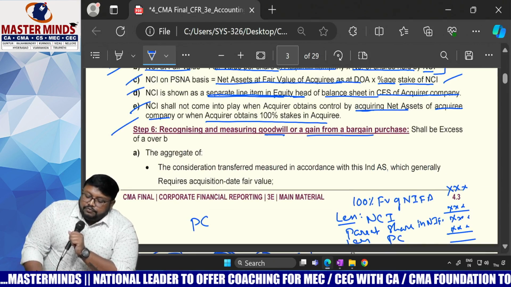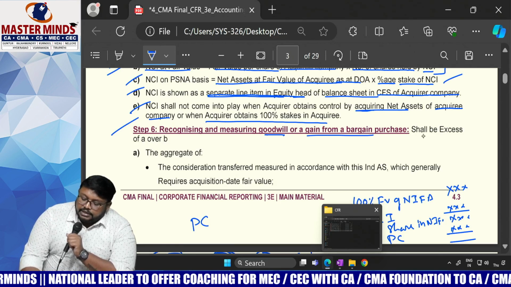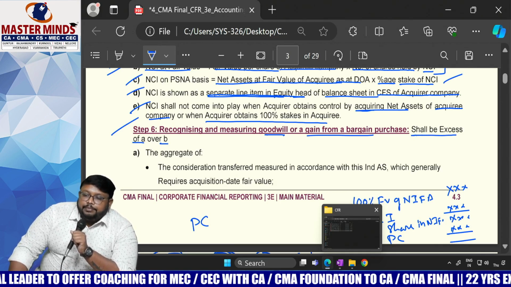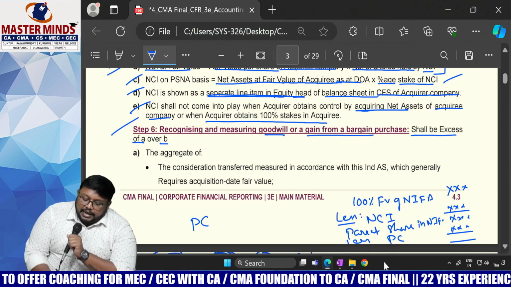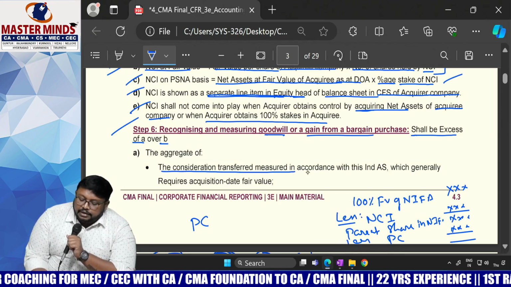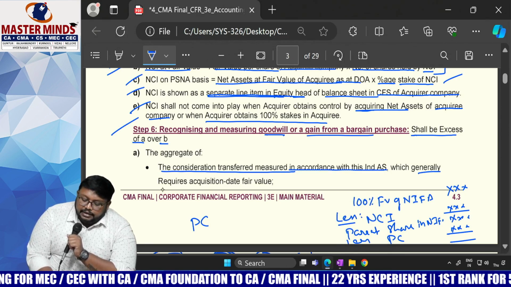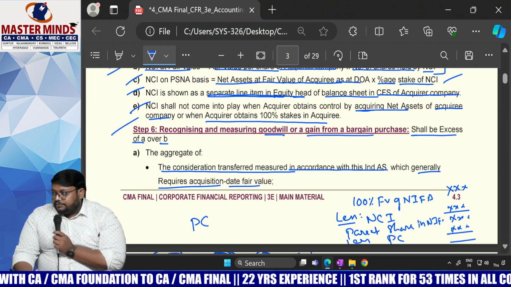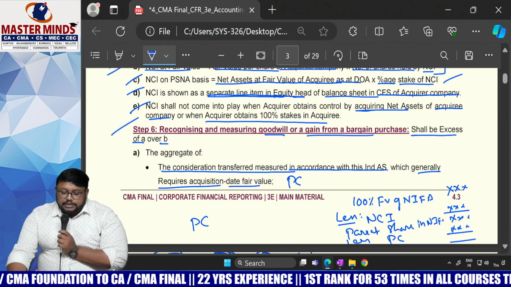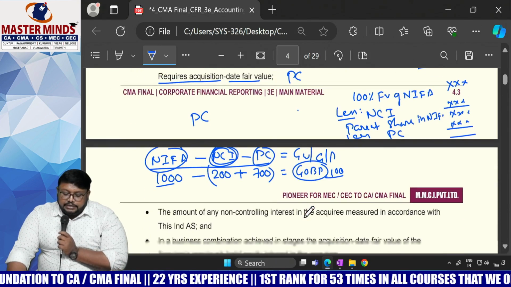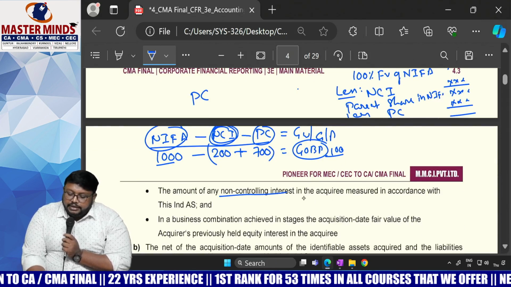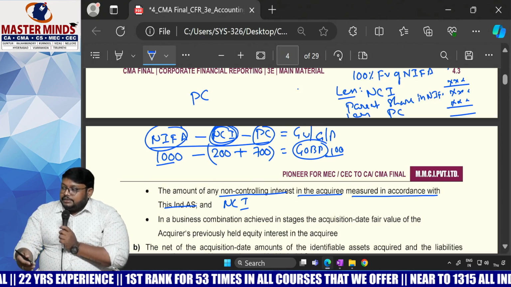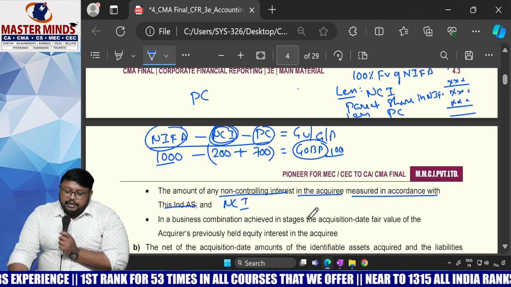Step 6, recognition of goodwill or gain on bargain purchase shall be the excess of A over B. How much excess of A over B? In A, they include the aggregation of consideration transferred, measured in accordance with Ind AS, which generally requires acquisition date fair value. So how much consideration you transferred is nothing but purchase consideration. And we are aggregating purchase consideration with the amount of non-controlling interest in the acquiree measured in accordance with Ind AS. So NCI. We are adding purchase consideration plus NCI.